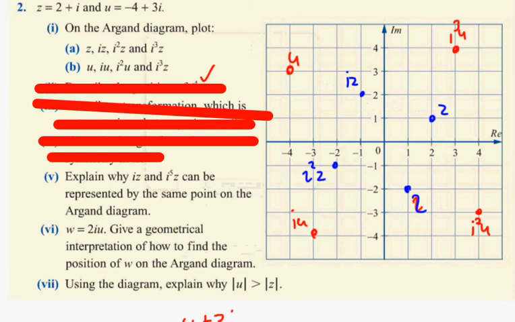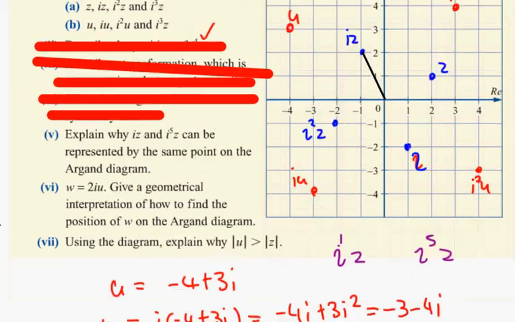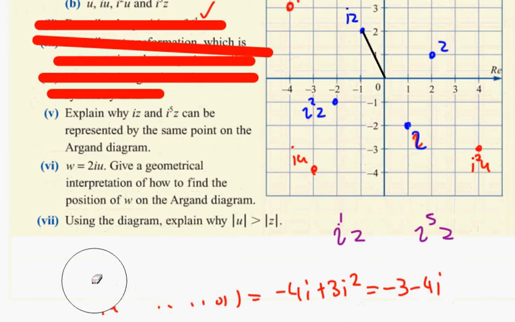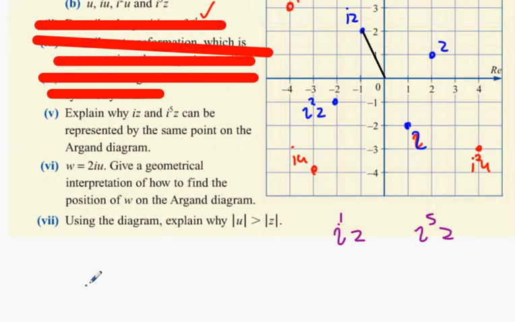Now, what we have next, guys: explain why iz and i^5z can be represented on the same point in the Argand diagram. Here's the reason right here. iz is located here, isn't it? Now, what's the difference between iz and i^5z? How many i's are in the difference? There's i^4 in the difference. So, what you can say is, there's i to the power 4 in the difference.